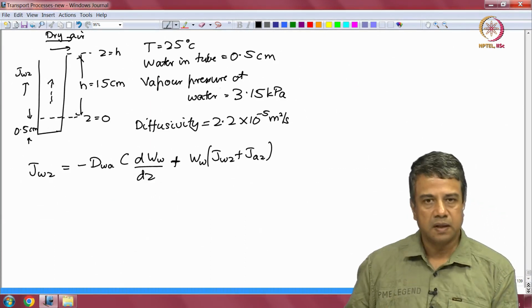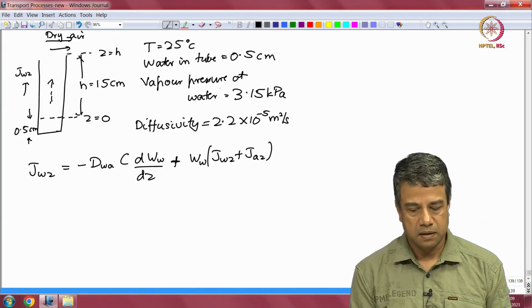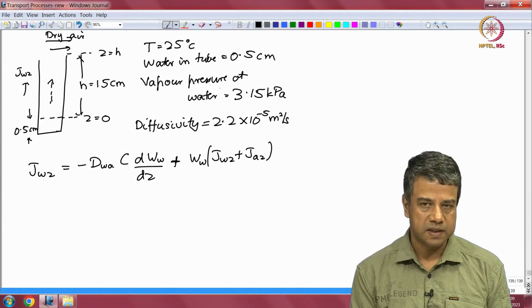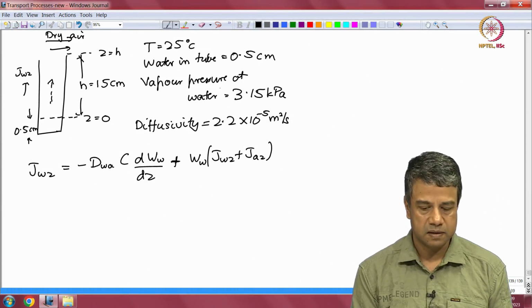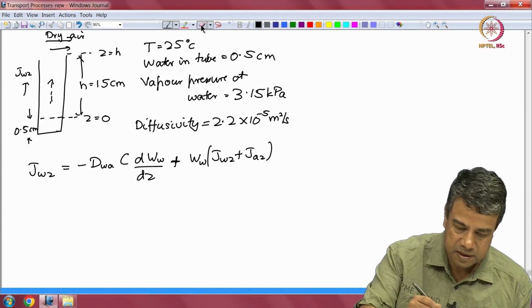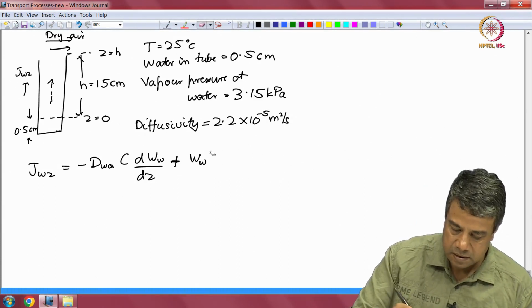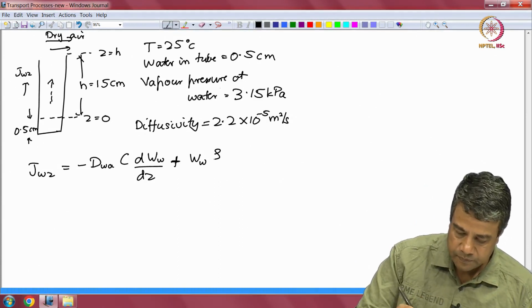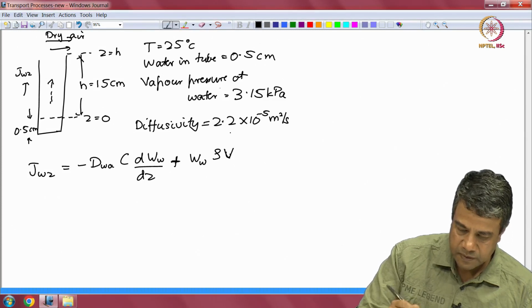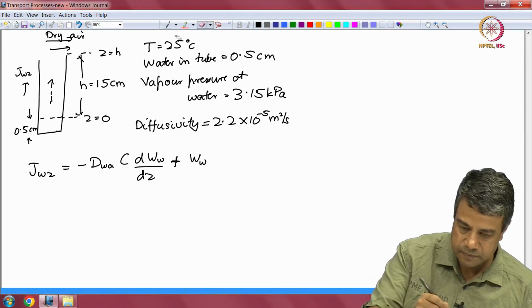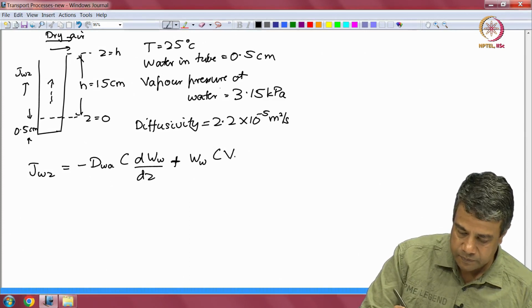This is equal to rho times V Z, which is the sum of the mole fractions. So, let me take one step back and write this as, sorry, this is concentration.